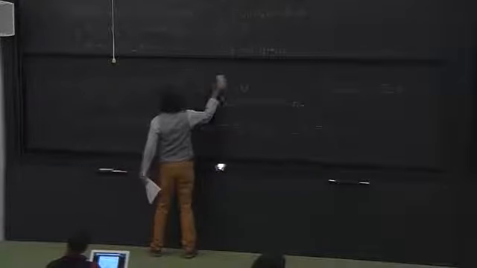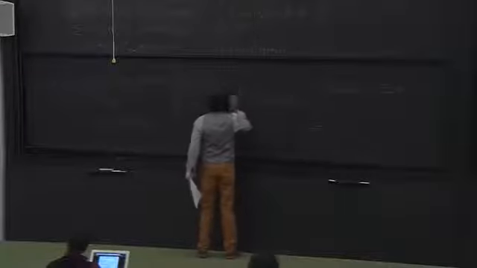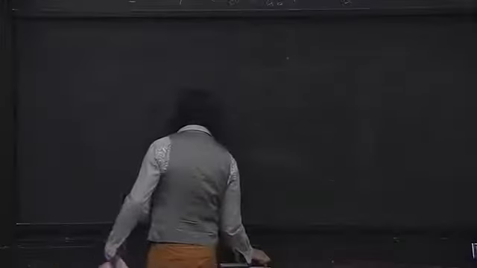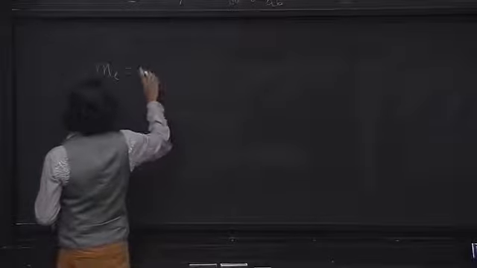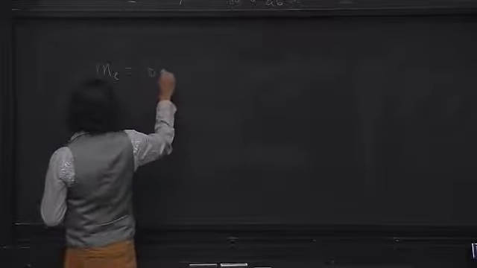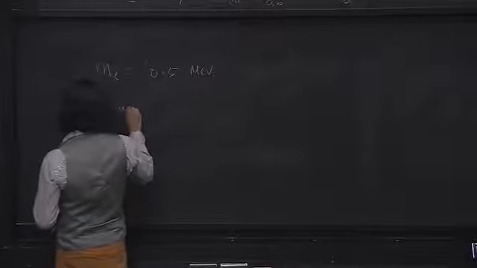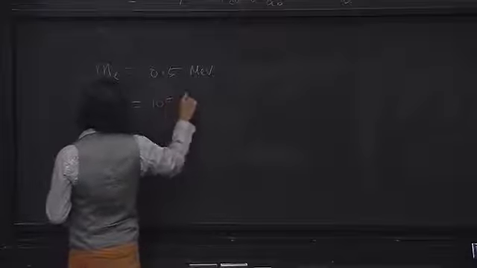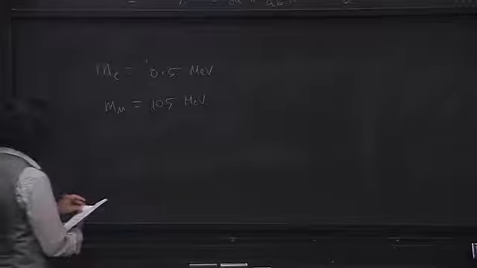If you look at real life values of the mass of the muon and the mass of the electron, the electron is very light. It's just a half of an MeV. So the mass of the electron is just 0.5 MeV, and the mass of the muon is 105 MeV. So we can ignore the electron mass.